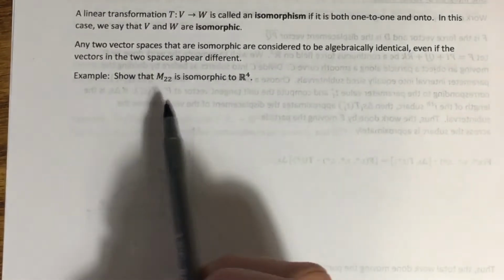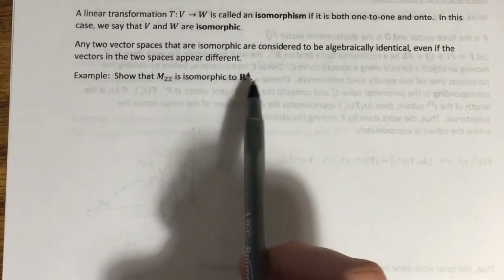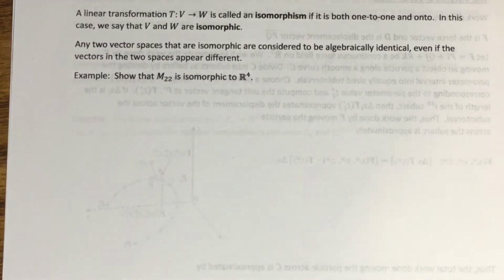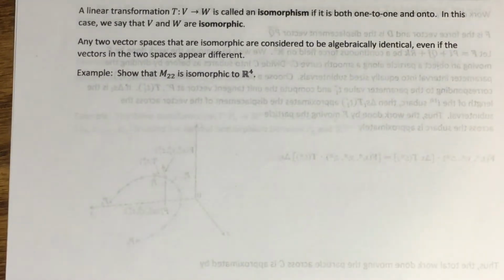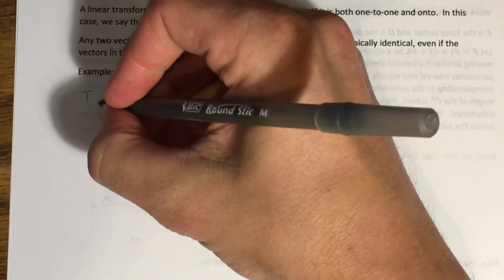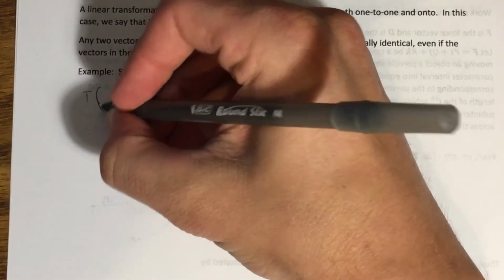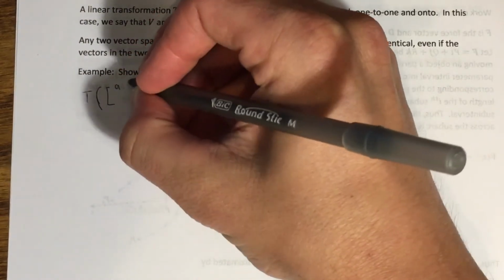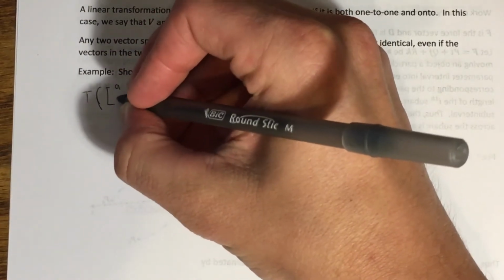So I want to show that M22 is isomorphic to R4. And what it means to show that those two vector spaces are isomorphic is to show that there exists an isomorphism between them. We've actually done that already. We defined this linear transformation in the previous section, A, B, C, D.